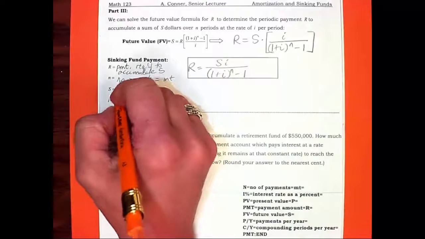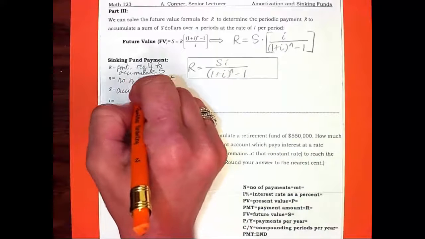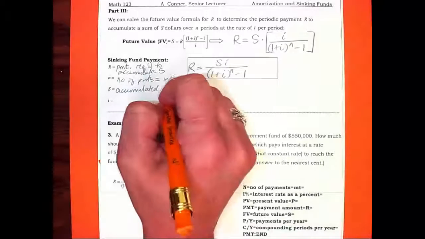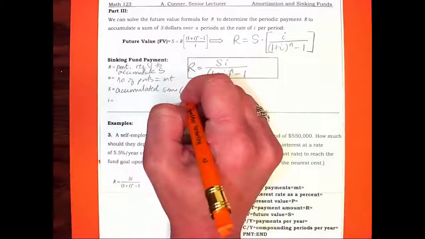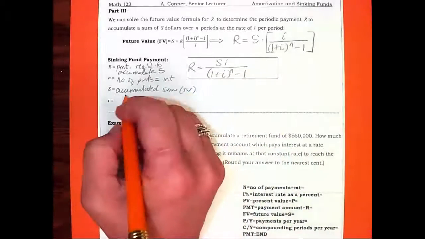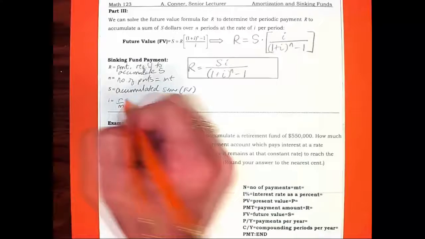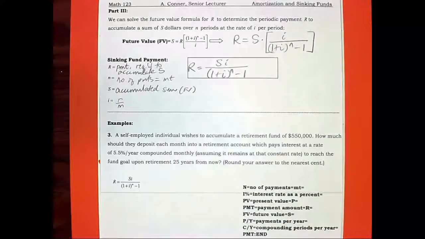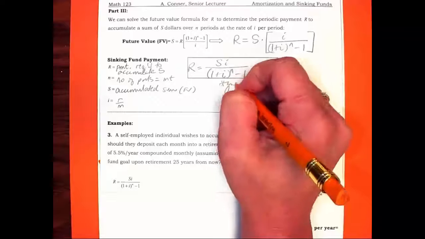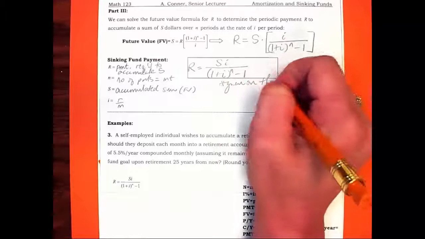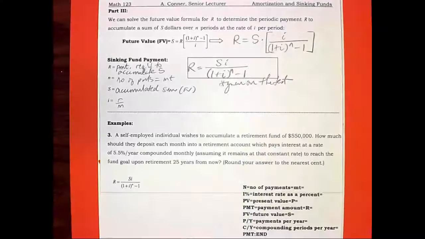S is going to be the accumulated sum that you're wanting to get to. So that's the future value. And I is that interest rate per period, that R over M. And this is also given on the test, or any other assessment like a quiz.